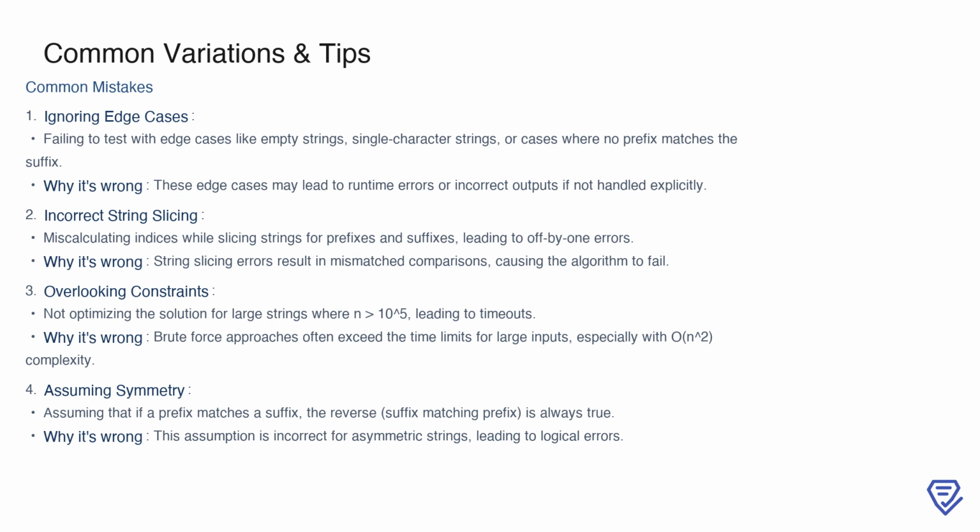When solving the longest happy prefix problem, there are some common mistakes to watch out for. First, ignoring edge cases can lead to runtime errors or incorrect outputs. For example, you must consider cases like empty strings, single character strings, or when no prefix matches the suffix. Skipping these tests can cause your solution to fail unexpectedly. Another frequent mistake is incorrect string slicing. Miscalculating indices when extracting prefixes or suffixes can lead to off-by-one errors, which result in mismatched comparisons and faulty outputs.